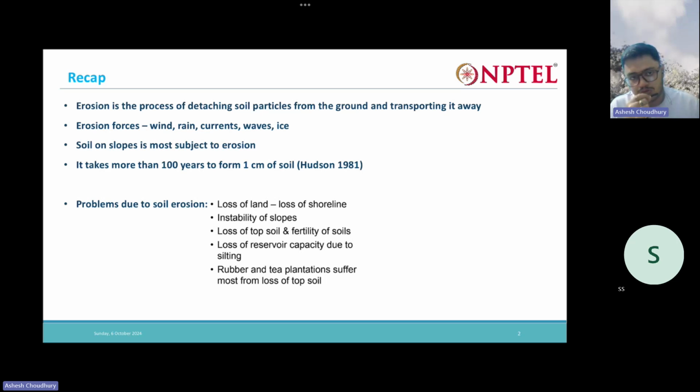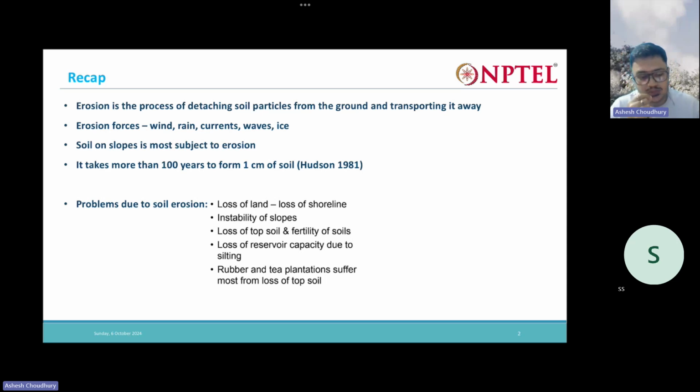Then we have waves in the sea and the ocean. They also wash away the coastline, right? They wash away the soil from the coast. So these are the various forces: wind, rain, currents, and waves, some of the forces which are responsible for erosion.